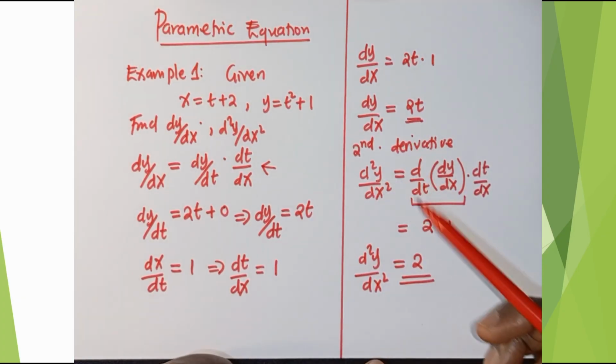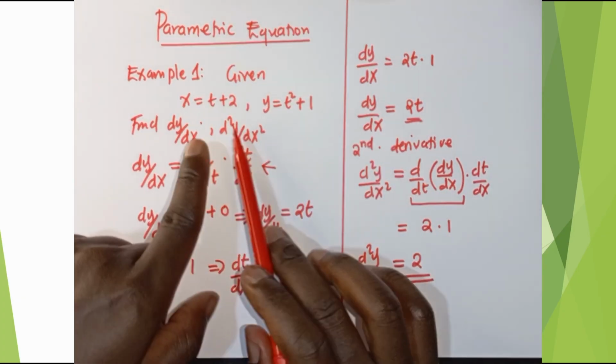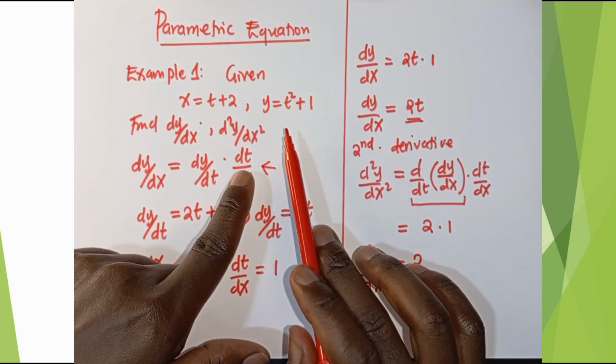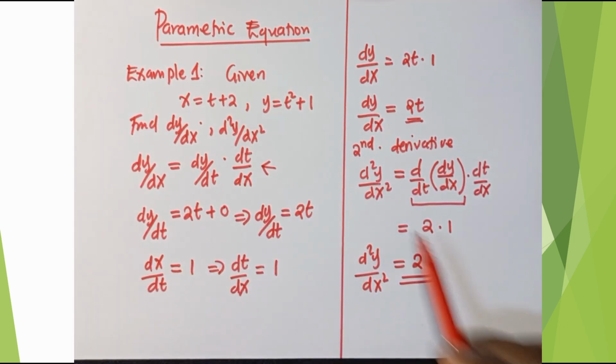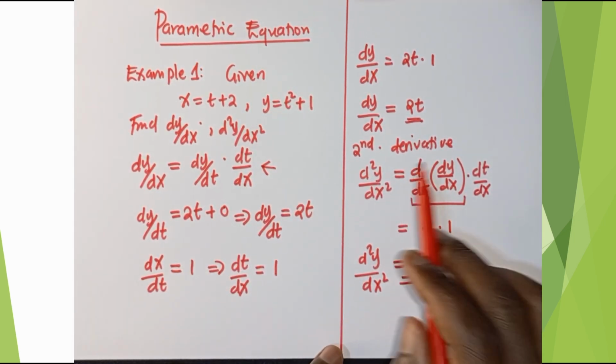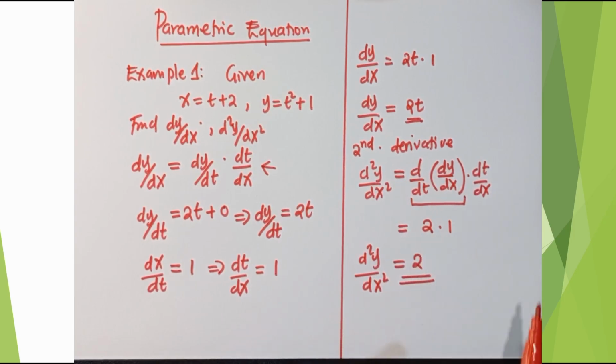The logic here is you knowing how to differentiate those parts independently. The moment you know how to differentiate those independently, it becomes easier for you to get anything concerning parametric equations.